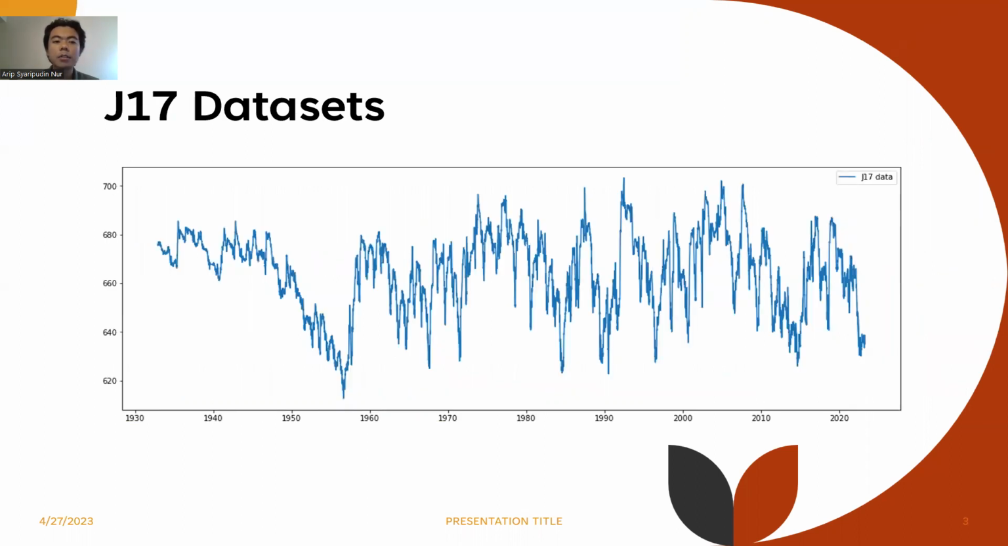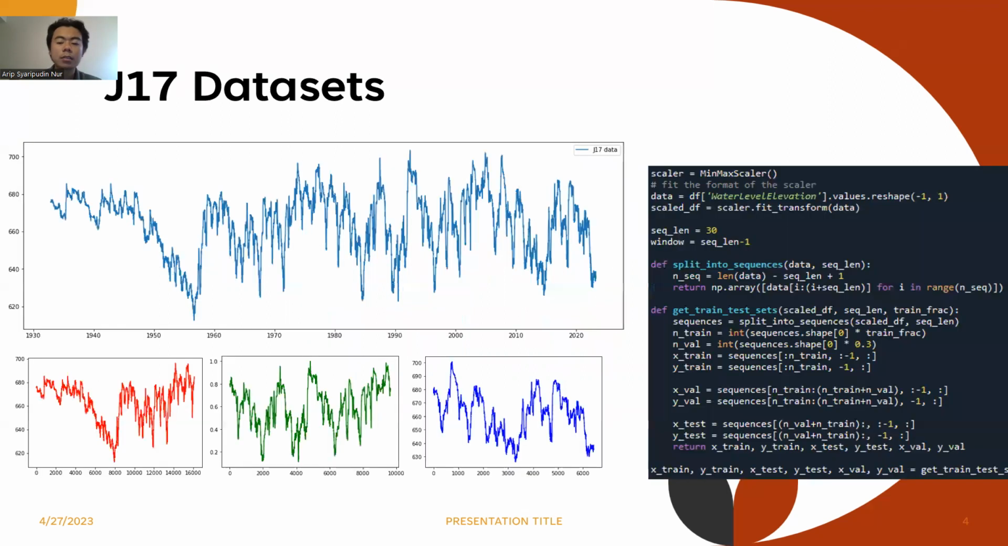First, we would like to make a forecasting using LSTM using the J17 datasets. This is the dataset starting from the 1930s until the recent. This is daily data. So first, we need to reshape the data and rescale using the min-max scaler.